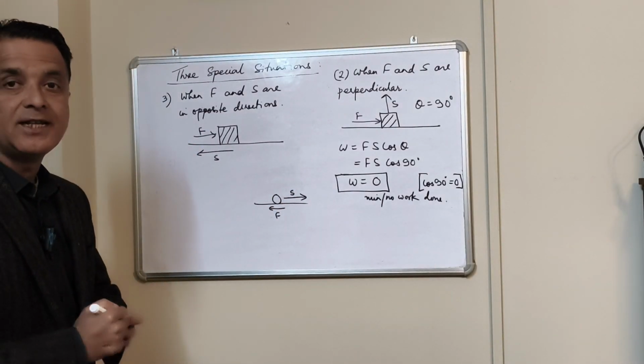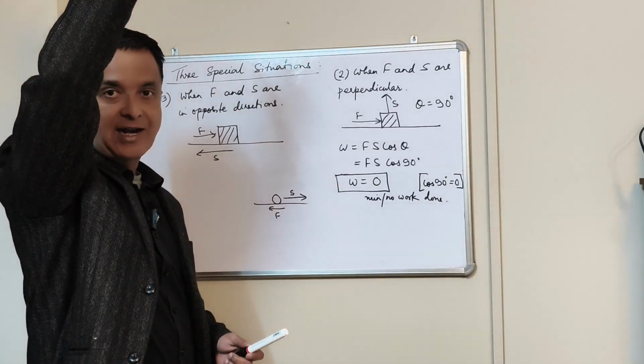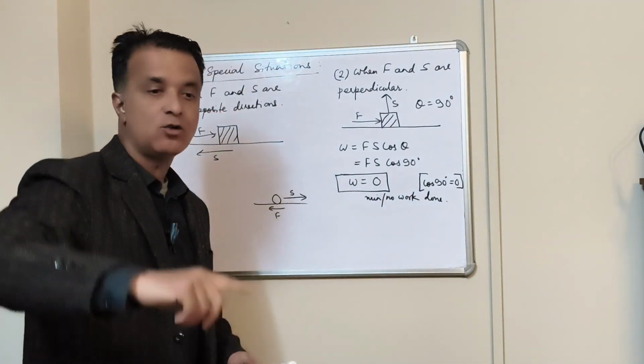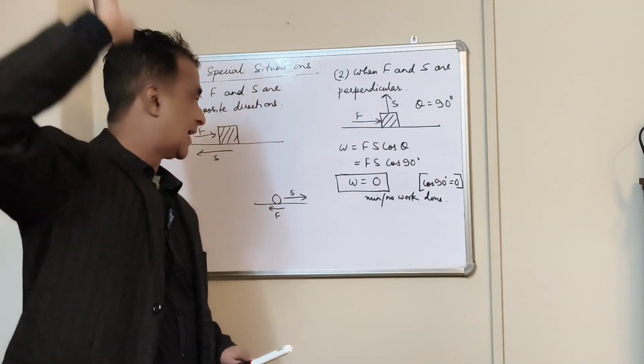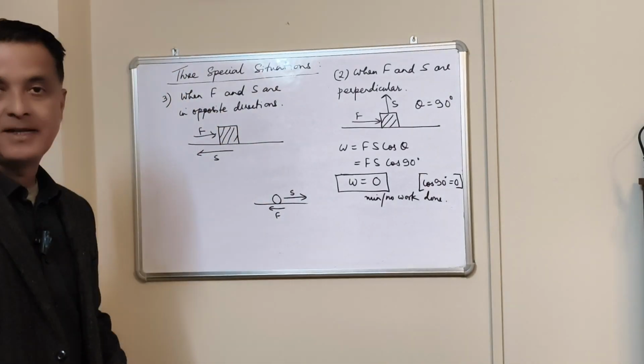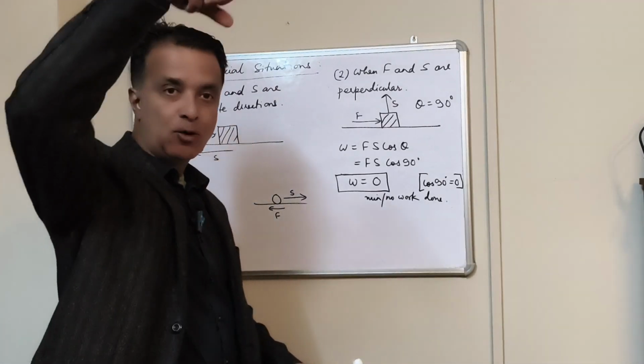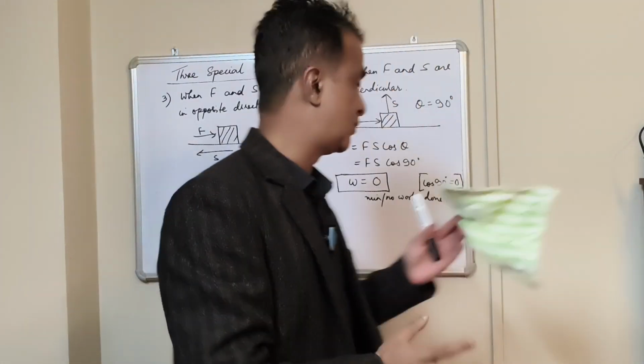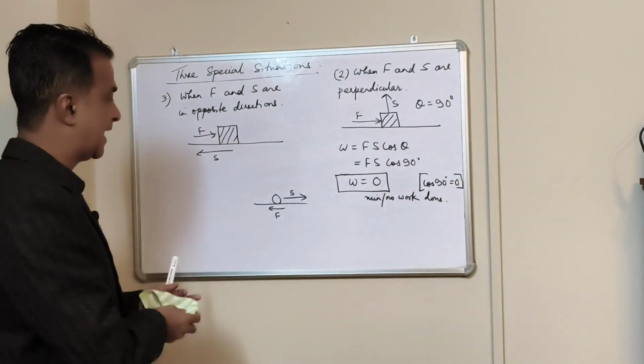Another example is when a body is thrown up against gravity. So gravity is trying to pull it down, the body is still moving upwards. So that is again a situation when force and displacement are in opposite directions. When a body is dropped from a height, then that is the first situation: force and displacement in the same direction.